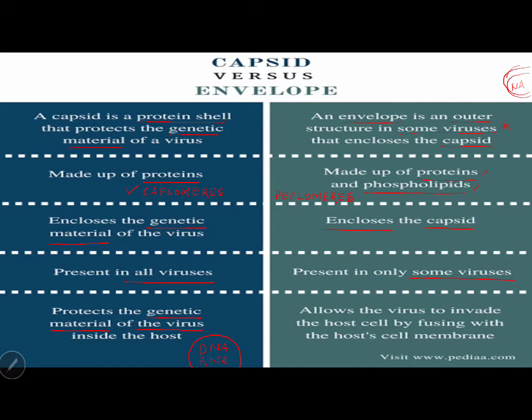envelope, it allows the virus to invade the host cell by fusing with the host cell membrane. So the envelope will attach to the host cell membrane, and the virus with the protein coat will enter into the host cell, like how we have seen in case of HIV virus entry. HIV virus is definitely an animal virus. Human is a sane animal and it has got an envelope. Envelope is a character of animal viruses. Am I clear? Yes.